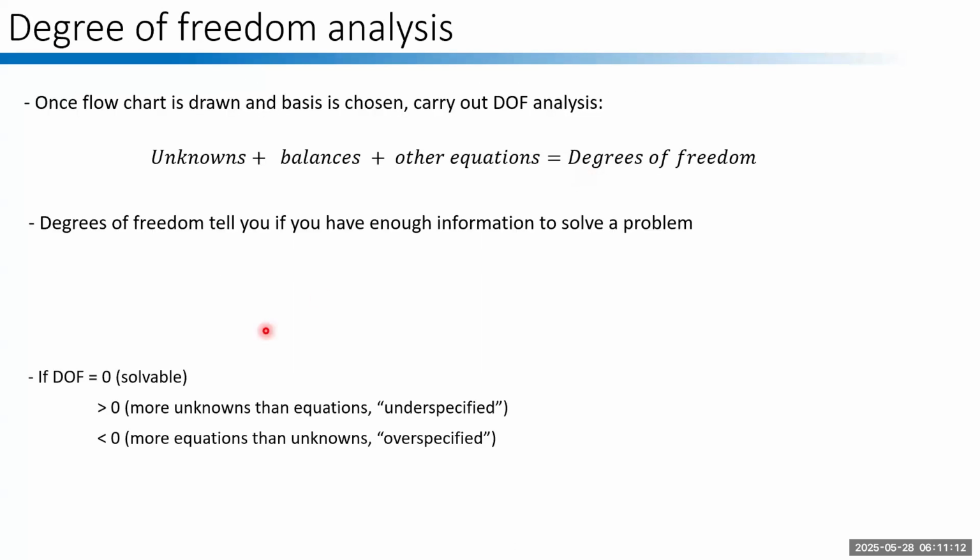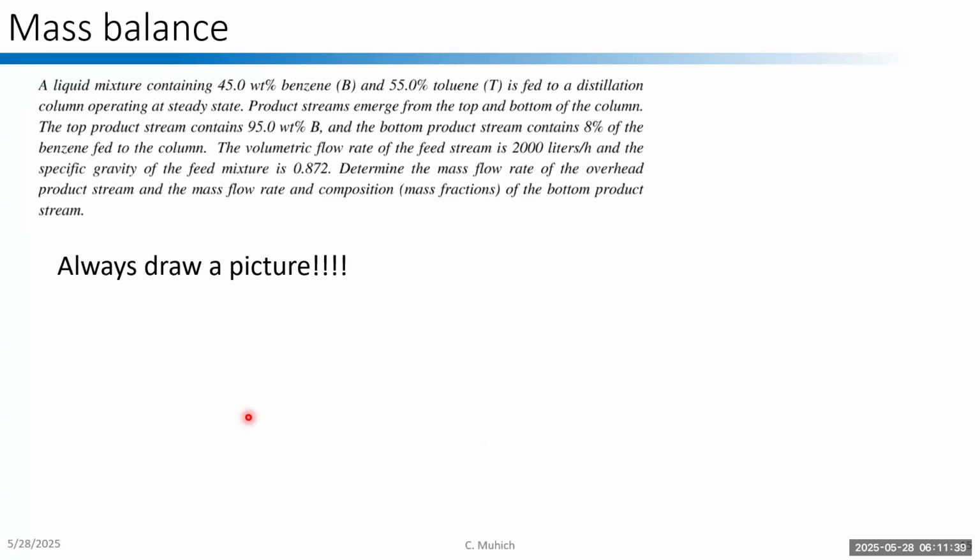Okay, so if I have 0, I can solve my system. If I don't have enough, I have more unknowns than equations, my system is underspecified, and the opposite is true if I'm overspecified. All right, let's look at a more complex mass balance and see where all this stuff can be used.